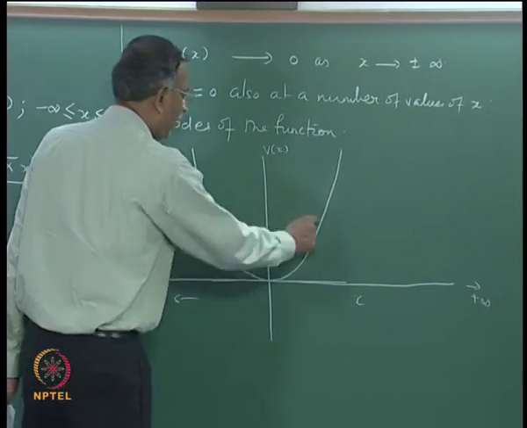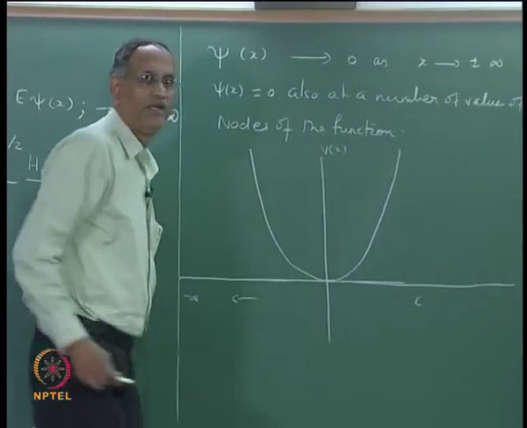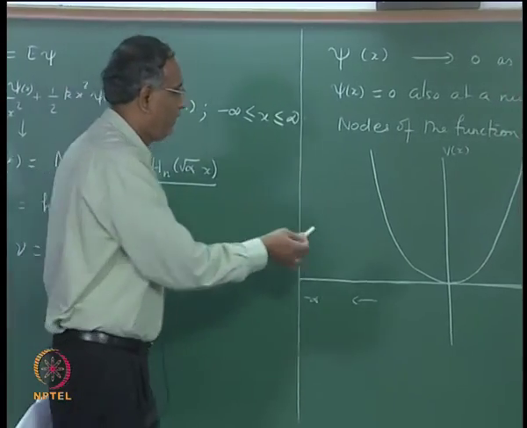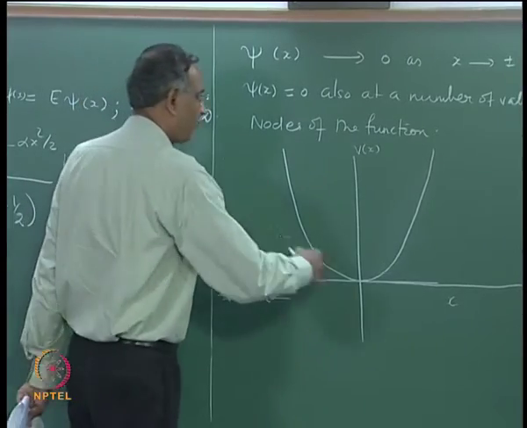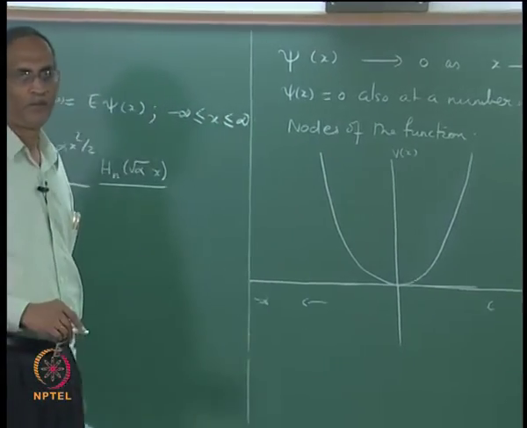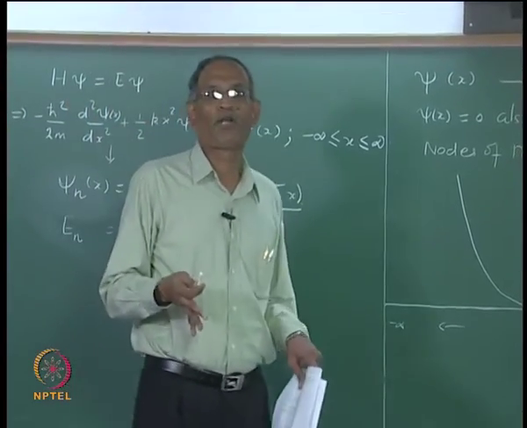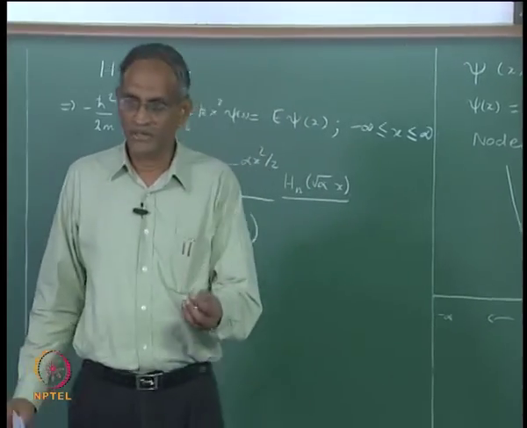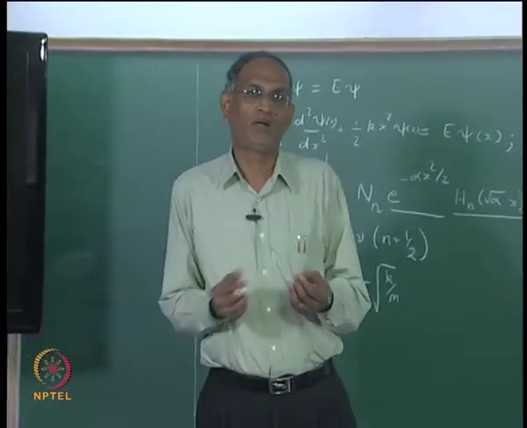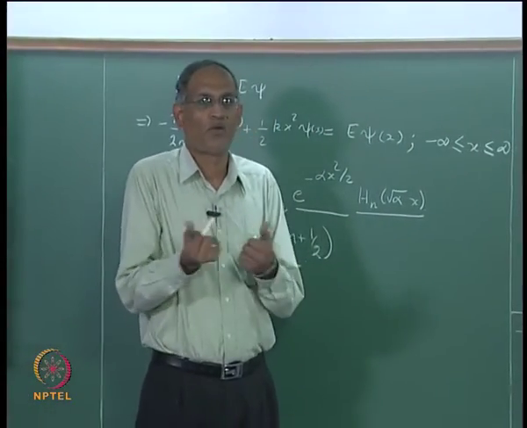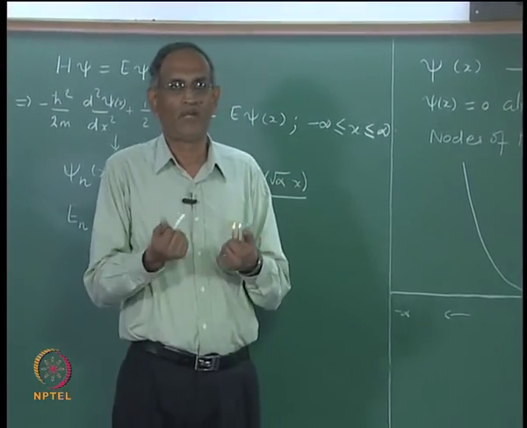This width is a function of k. So, if k is very large, this is a narrower parabola. If k is very small, this is a shallower, broader parabola, which is an indication of how much the potential energy is binding the pair of atoms. In the case of a harmonic oscillator model for a diatomic molecule, it indicates how closely or how rigid the atoms are as a spring, as a molecular spring.